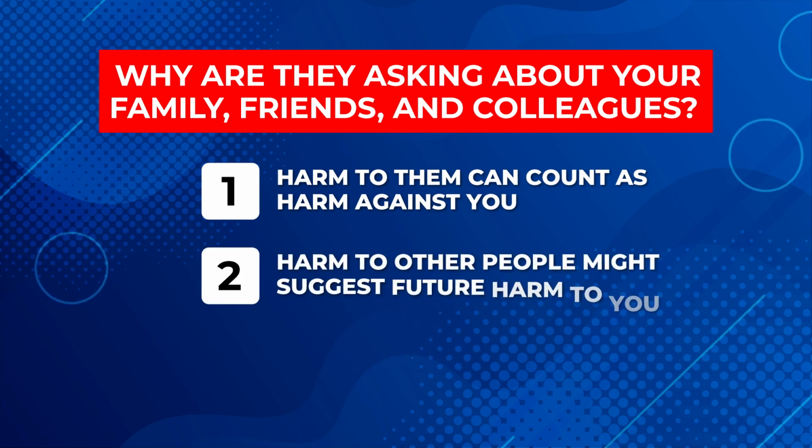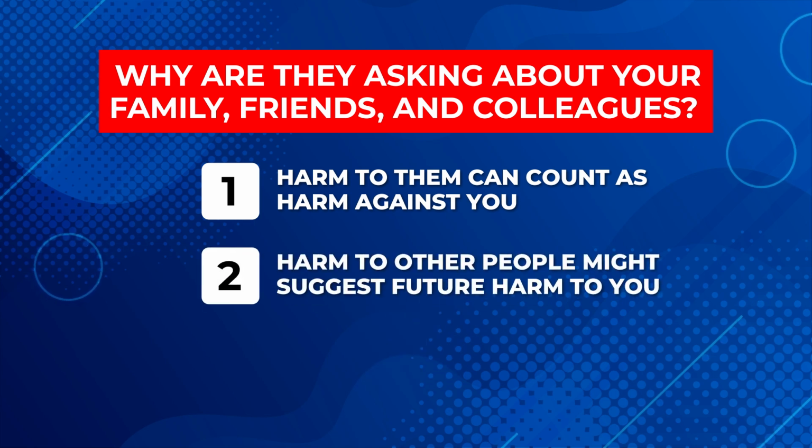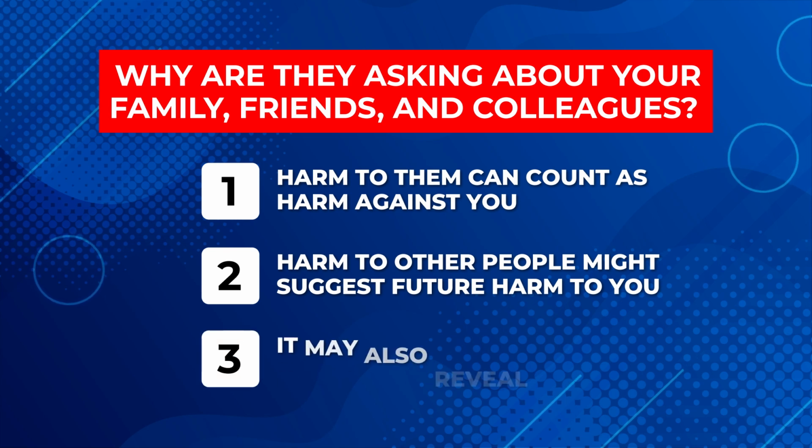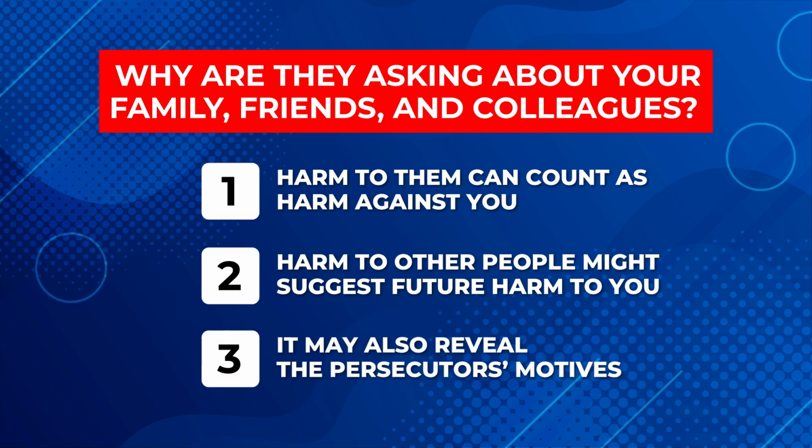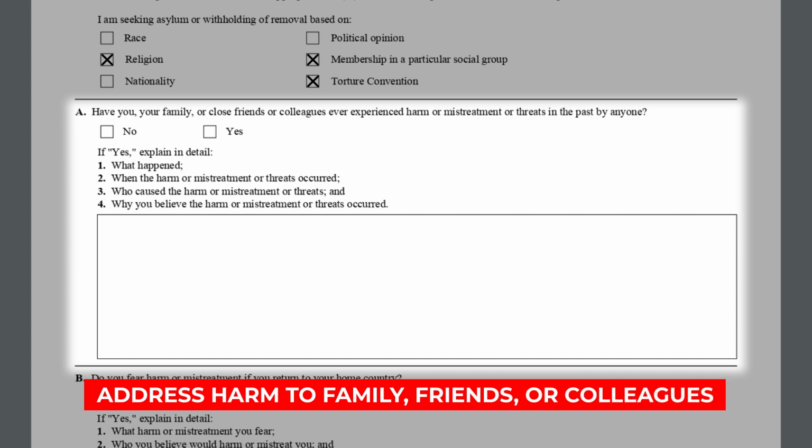The other reasons are that harm to people other than you may indicate that you're likely to be harmed in the future, and that it may tell us something about the persecutor's motives. That is, whether the persecution against you is on account of a protected ground. So in answering this question, you do want to address harm suffered not just by you, but also by family or others close to you. The overwhelming focus should be on you personally, but do try to summarize, if only in a couple sentences, what has happened to those close to you.